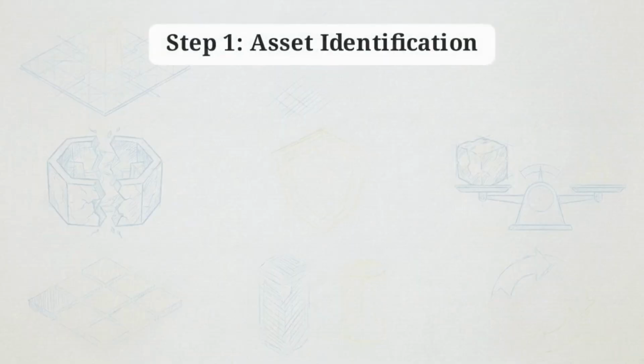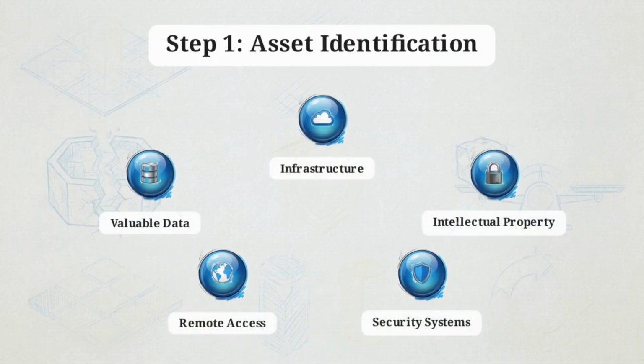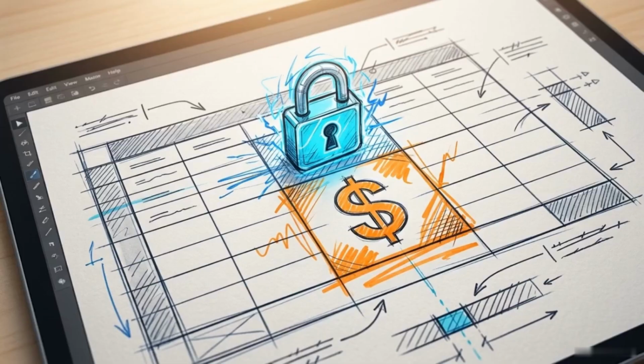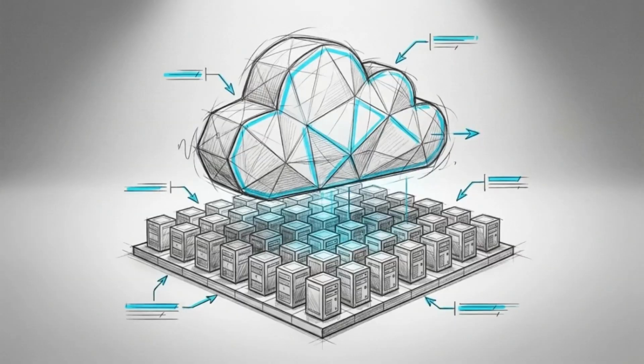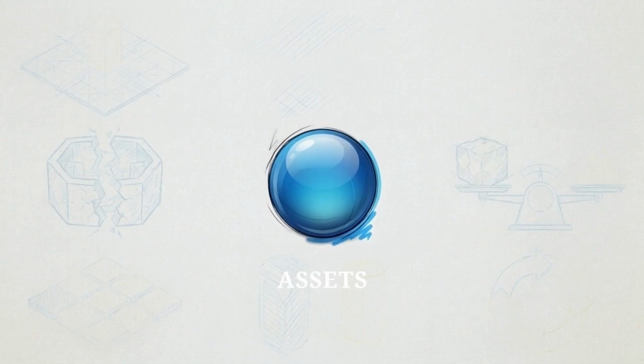Step 1 is asset identification. Defining your valuable data, infrastructure, and intellectual property is the mandatory first variable in our model. This includes customer databases, financial records, proprietary code, and cloud-hosted environments. Once the assets are mapped, we must determine what puts them at risk through Step 2, identifying threats.